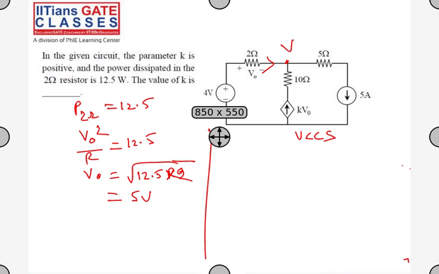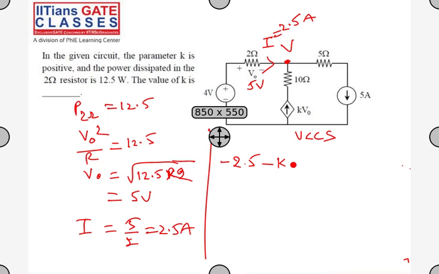Or can someone tell me the current here? The voltage across this is 5 volts and the resistance is 2 ohms. Current, I'll call it I, is 5 by 2, 2.5 amperes. So tell me the node equation at this node. All the outgoing currents are positive. This is an incoming current, minus 2.5, and this is also an incoming current, minus K into V naught, and this is an outgoing current, so plus 5 is equal to 0. With V naught as 5: 5 minus 2.5 minus 5K is equal to 0.